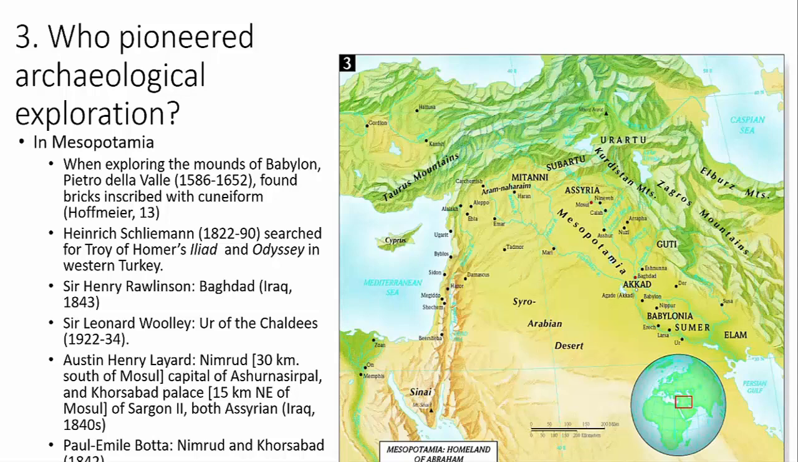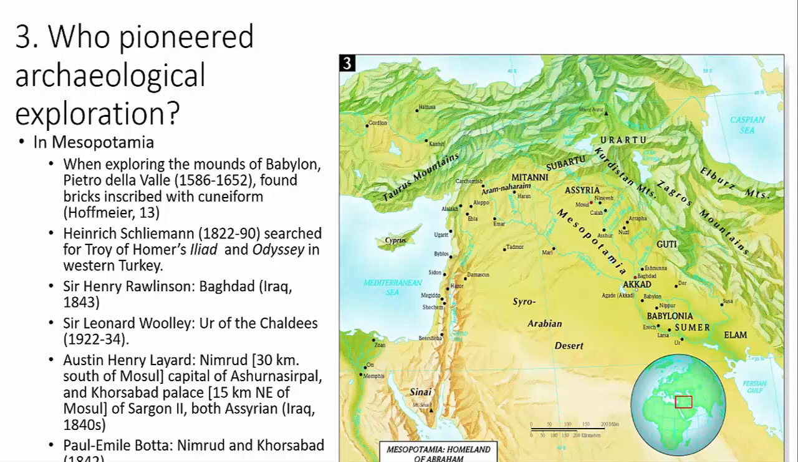Also in the 1800s, Sir Henry Rawlinson was stationed in Baghdad. You can see that on the map just above the large print word Akkad. And he engaged in some preliminary exploration there. Sir Leonard Woolley is famous for exploring Ur of the Chaldees. You'll see that located below the capital letters Sumer.